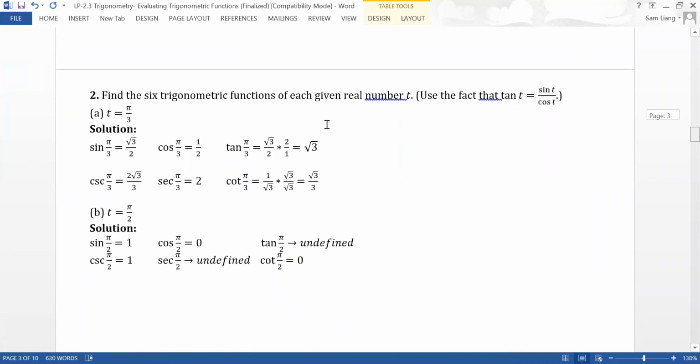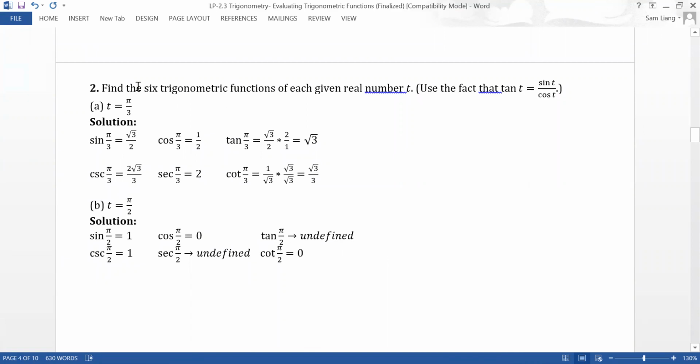Yeah, so second question on the worksheet is find the 6 trig functions of each given real number t. Use the fact that tangent equals sine over cosine. Okay, so first t value is pi over 3 or 60 degrees. So sine 60 is root 3 over 2. Cosine 60 is 1/2. Then tangent of 60 is that sine value divided by the cosine value. So it's root 3 over 2 divided by 1/2. So I multiply by the reciprocal of the denominator. So that's root 3 over 2 times 2. And your final answer there will be root 3.